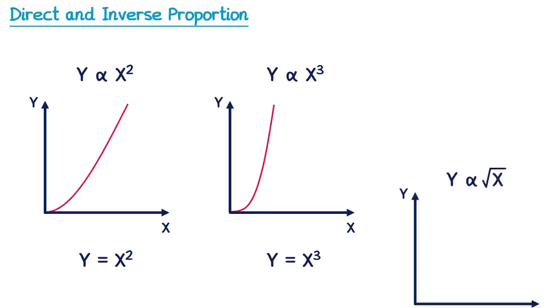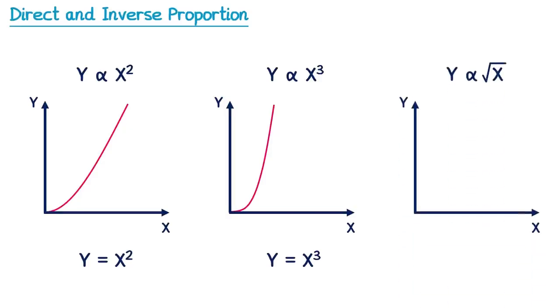Finally, we have the graph of y is proportional to the square root of x. For this, we need to look at the graph of y is equal to the square root of x. Now this graph actually has a similar shape to the graph of y equals x squared, but just reflected over. So it actually looks something like this. You'll need to be able to recognize and sketch out these graphs in your exam.